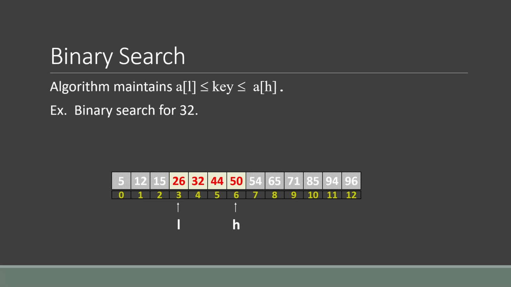So again we have to calculate the middle element. What do I have to do? L plus (H minus L) by 2. The L value is 3, plus (6 minus 3) by 2. 6 minus 3 means 3, and 3 by 2 means 1.5.